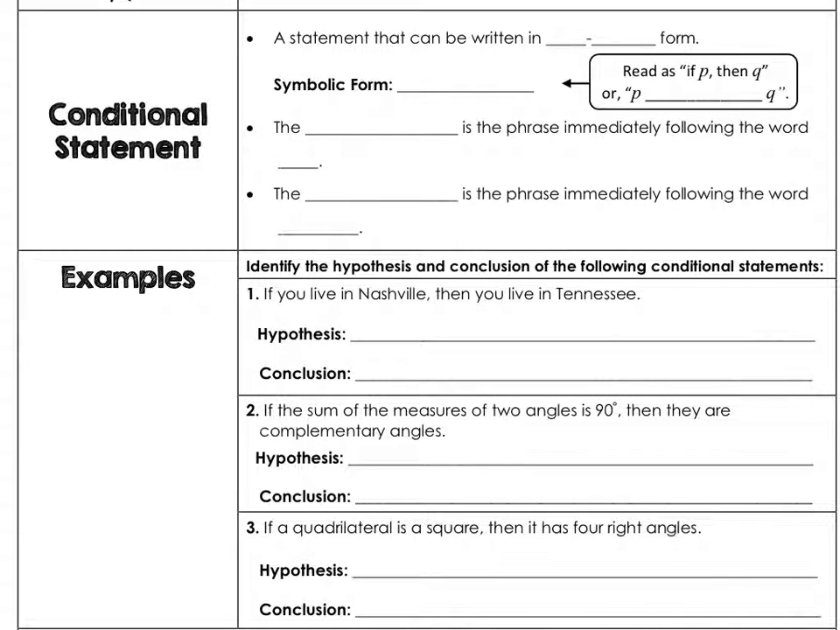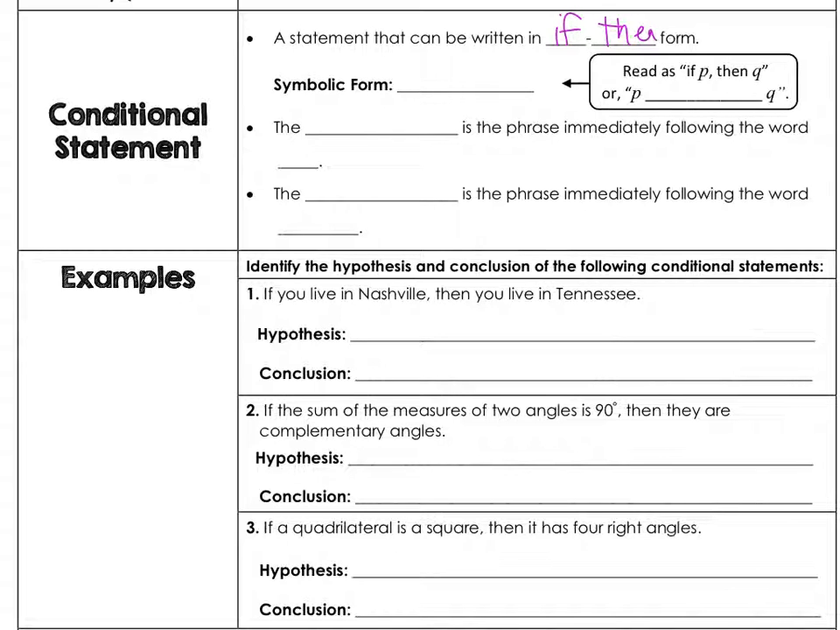In this lesson, we are going to talk about more logic, and you're going to notice there are a lot more words in this section than there are numbers. So there's going to be a lot more writing. First off, we have conditional statements, and that's how most of our sentences are going to start. It's a statement that can be written in if-then form. I'll show you what that means and how we can change that.